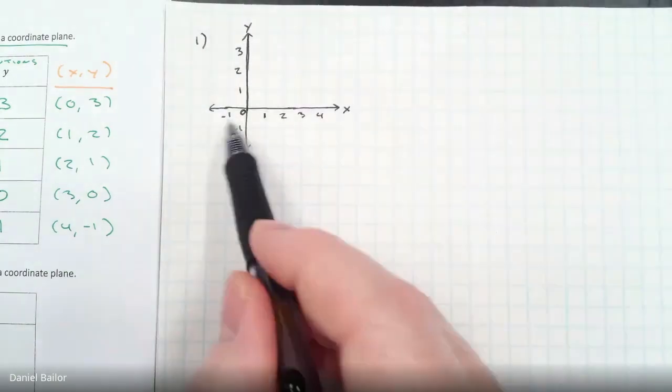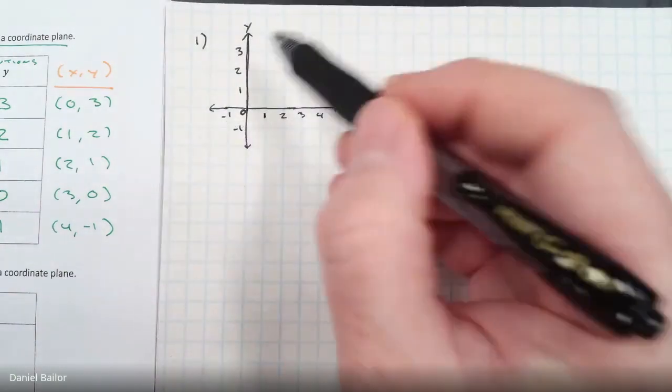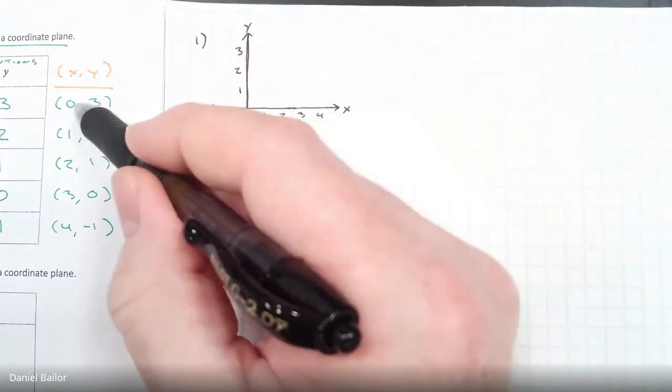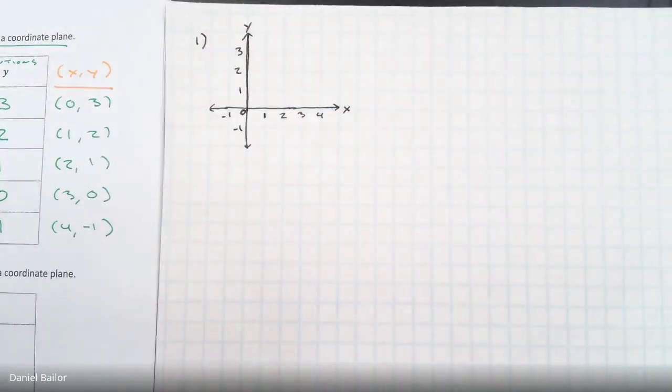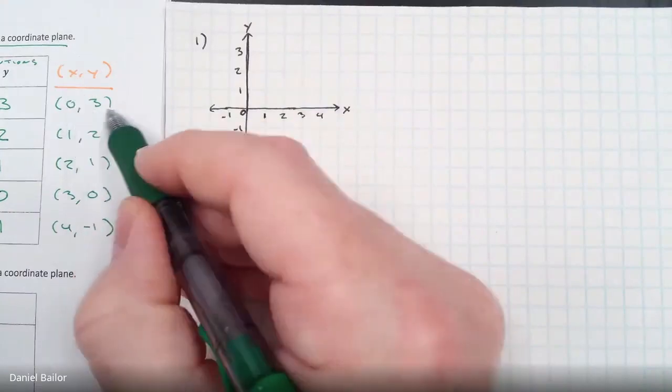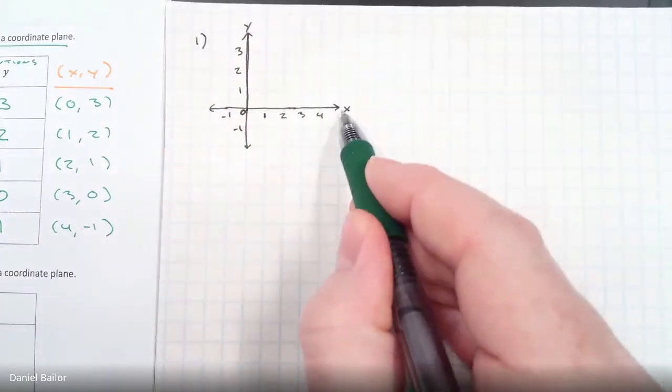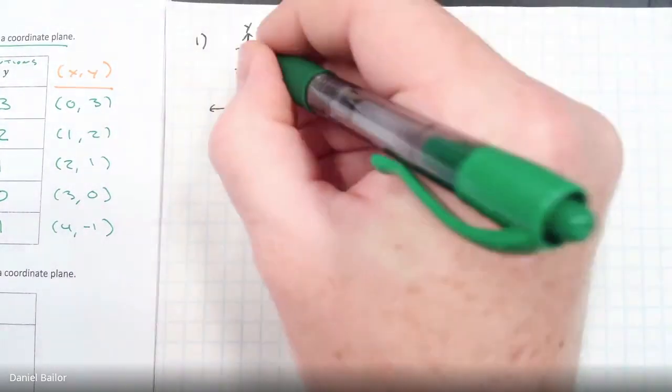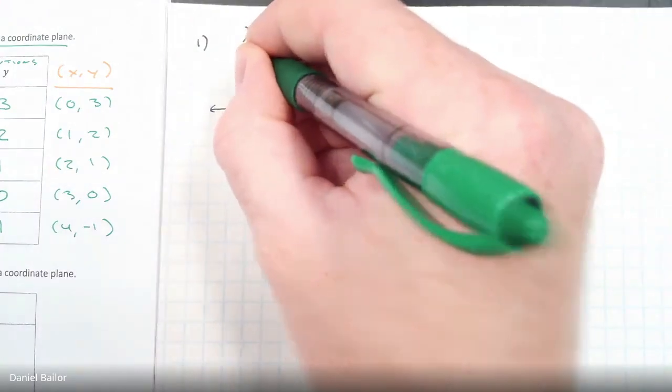I see all the x's I need. I see all the y's I need. So that's how I set up my graph. Now I need to actually plot them. So 0, 3, so x is 0, so I go to 0 on the x, and I go to 3 on the y. That's 1 point.